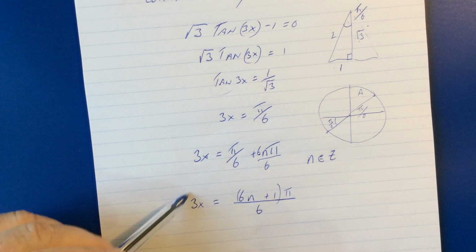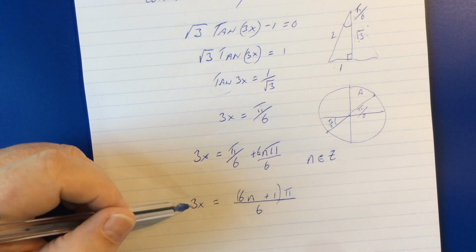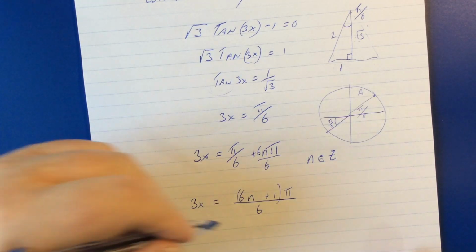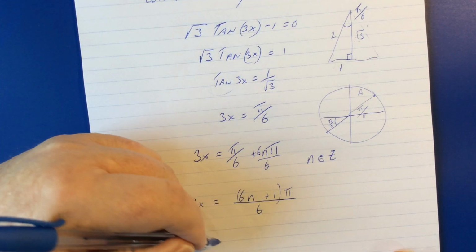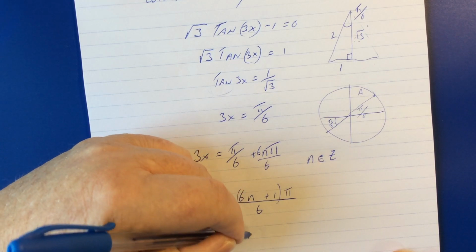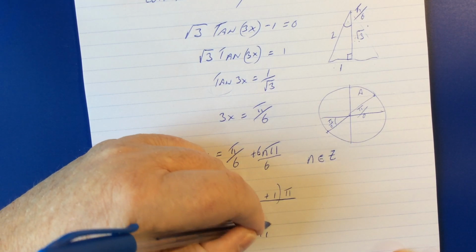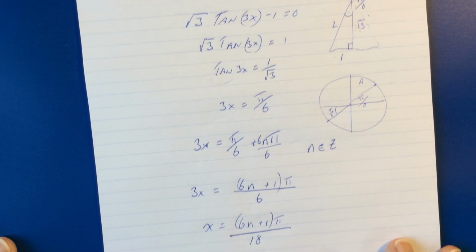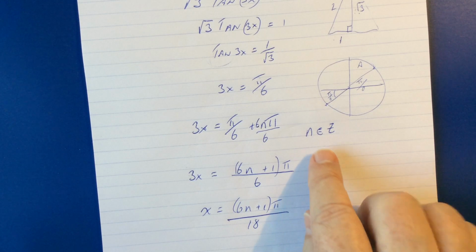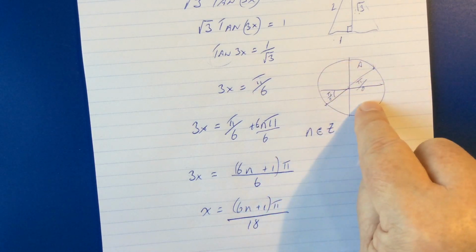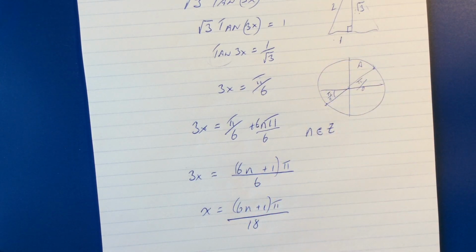Now, what do we do about this? Well, we're multiplying here, so we divide on this side. How do you divide something like this? You multiply the denominator by 3. So our answer is x is equal to 6n plus 1 pi all over 18. That is our answer. And where n is an integer, this can be positive or negative, so we can move in either direction around the unit circle.